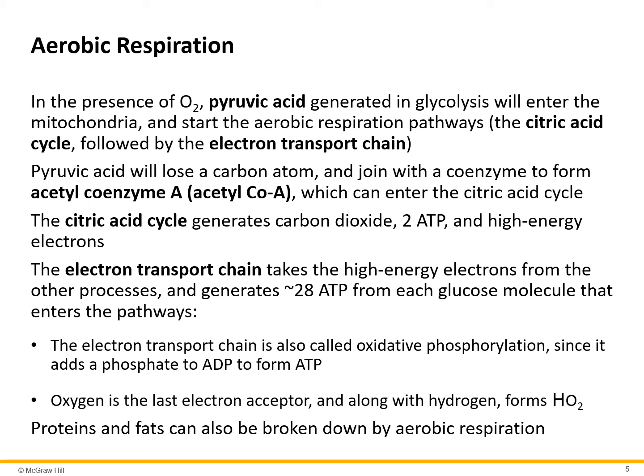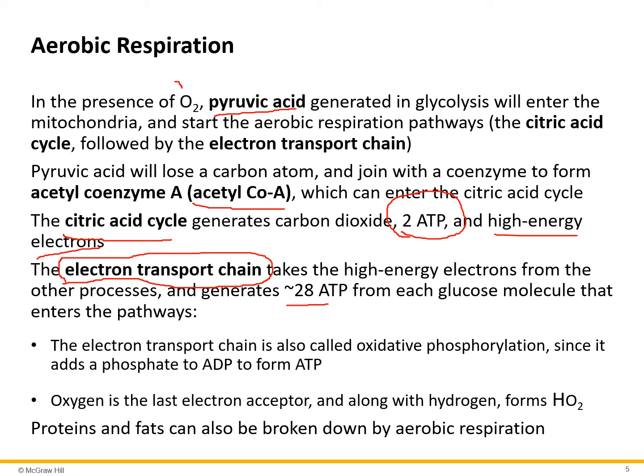So aerobic respiration, again, if pyruvic acid comes in contact with oxygen, it will turn into what is called acetyl coenzyme A, acetyl-CoA. And that's going to be taken into the mitochondria, where it's going to go through first the citric acid cycle. The citric acid cycle is only going to produce 2 ATP, but it produces a bunch of high energy electrons which get trapped in between these membranes inside the cell, and it's a process that we call the electron transport chain in order for them to finally get out.